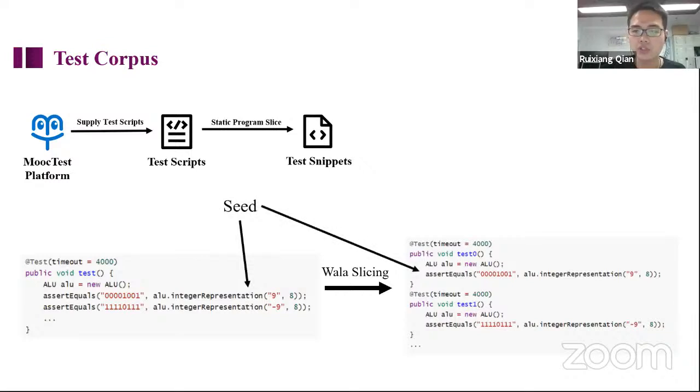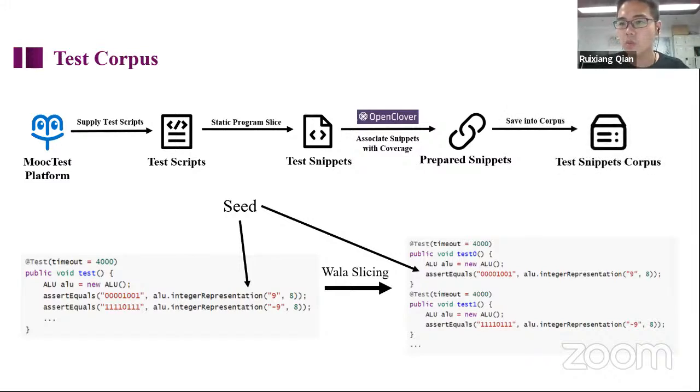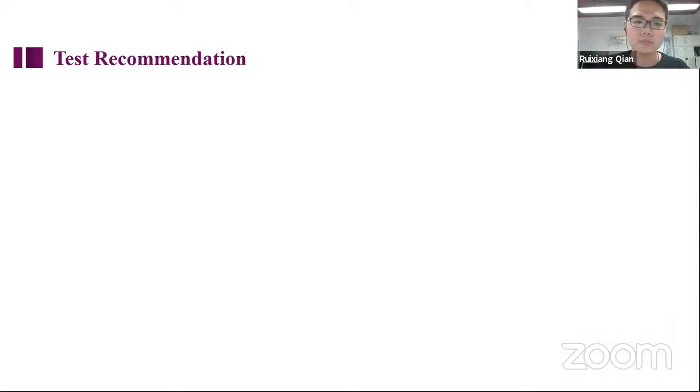We treat each unit assert statement as a program slicing point and perform a backward slice on each test script. Then we use OpenClover to get the coverage information of every test snippet and get the prepared snippets. We save these snippets into the corpus, waiting for recommendation.